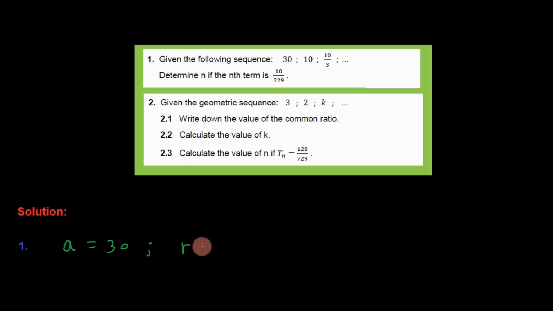We can get the common ratio r by taking term 2 divided by term 1. And that's a third. We are given t sub n, the value of the nth term. It's 10 over 729. And we must find the value of n.